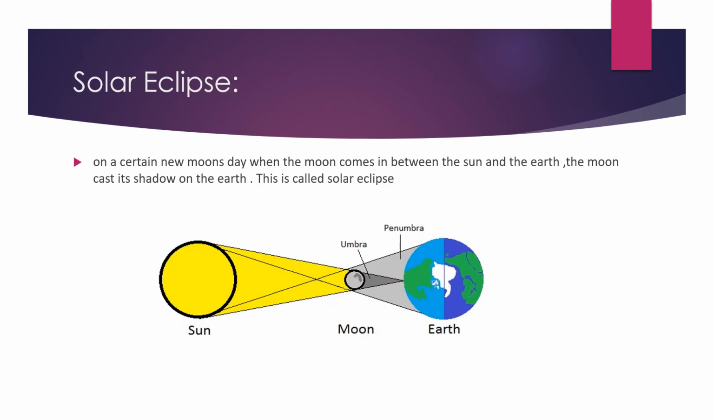Solar eclipse. On a certain new moon's day, when the moon comes in between the sun and the earth, the moon casts its shadow on the earth. This is called solar eclipse. From the given figure, we can see that when the moon has come in between the sun and earth, it blocks the sunlight coming from the sun and casts its shadow over the earth. This is known as solar eclipse.